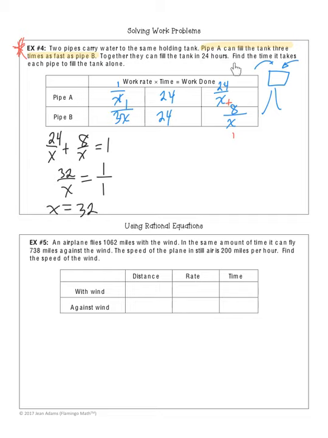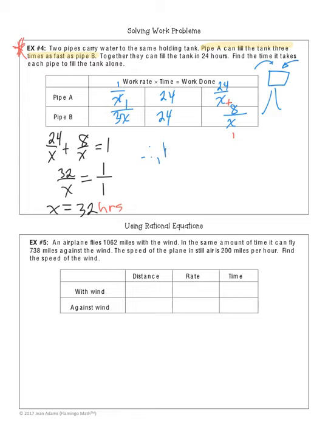And the question was asking, find the time it takes each pipe to fill the tank alone. So that means that if x is 32, this is in hours, right? So pipe A would be 1 over 32, but it really means that pipe A fills the tank alone in 32 hours. And pipe B would be 3 times 32, which would be 96 hours. So that's our solution.